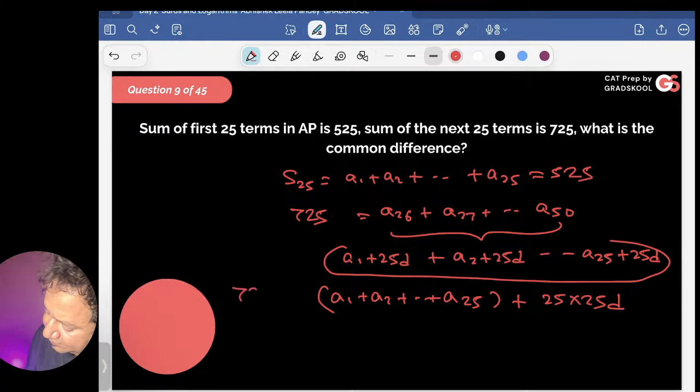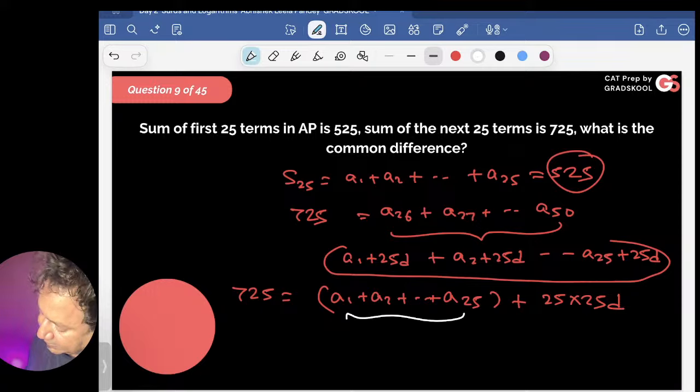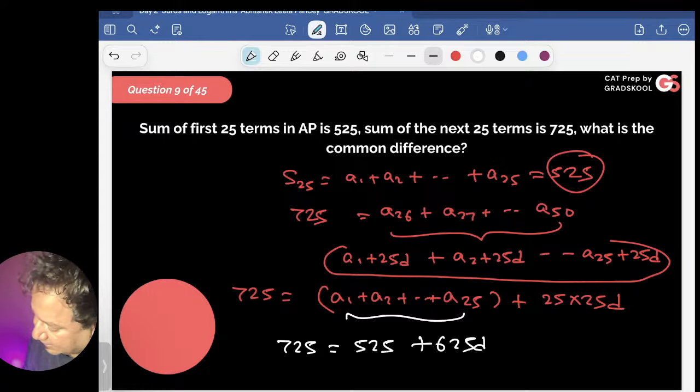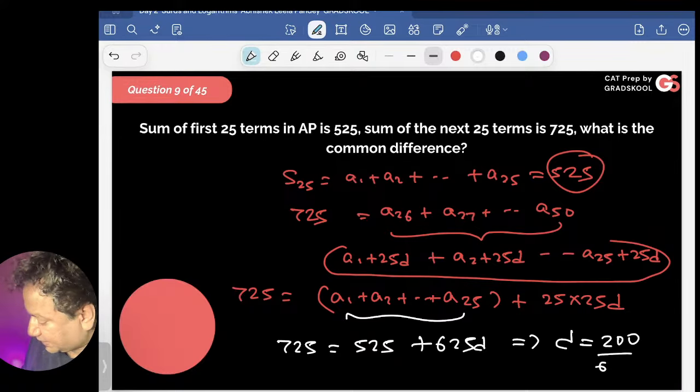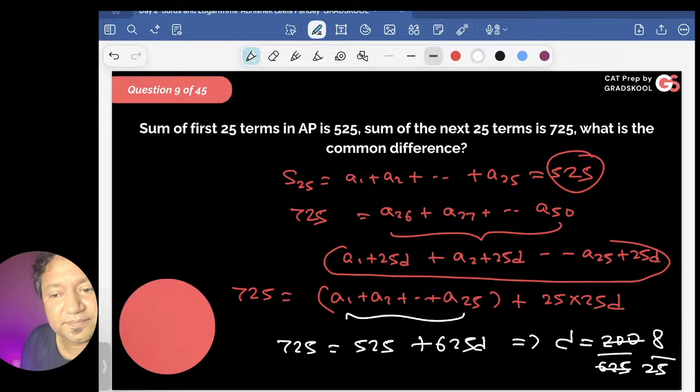This is equal to 725, and I can just substitute the values over here and get my answer. So if I do that, 725 is equal to 525 plus 625d. I'll get this 200. D is equal to 200 upon 625. 25 will cancel out 8 times. I got the answer. Yes, this can also be done.